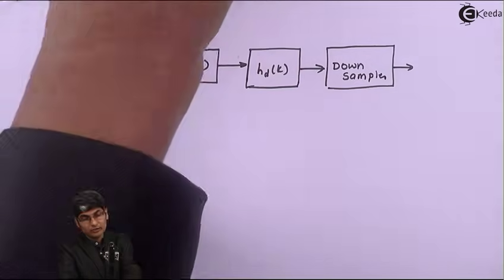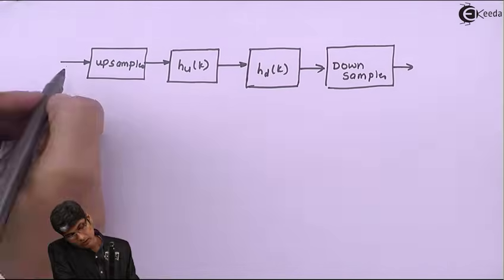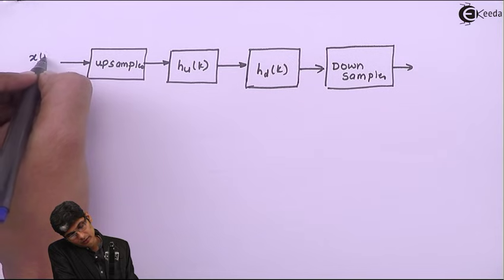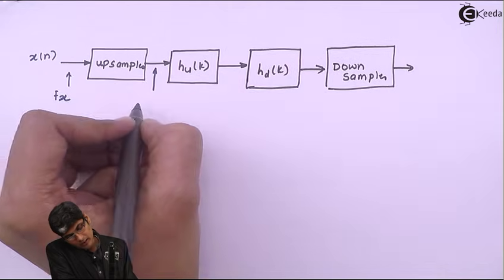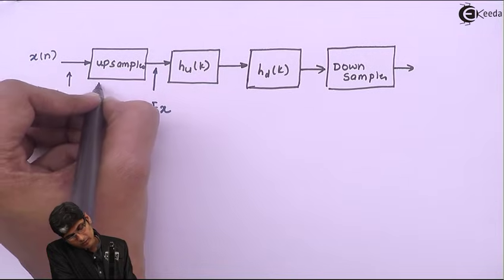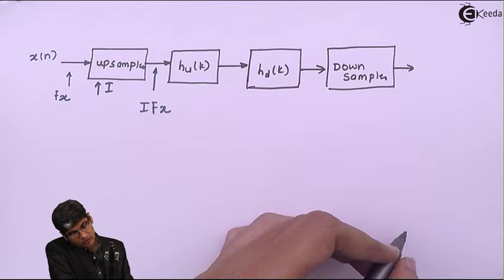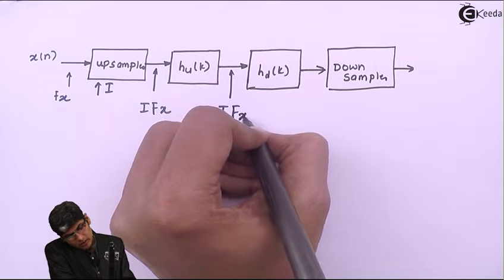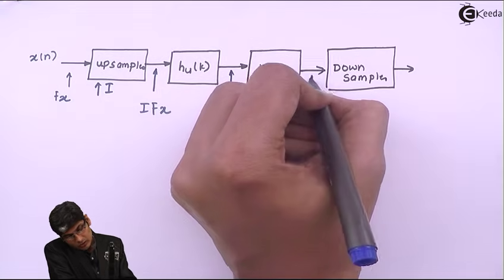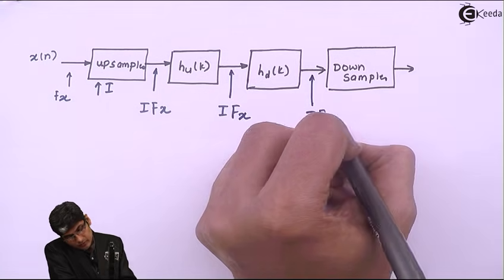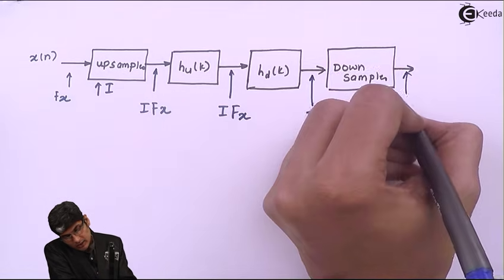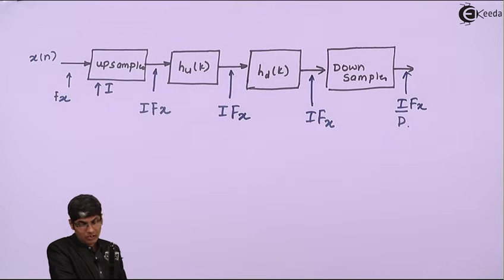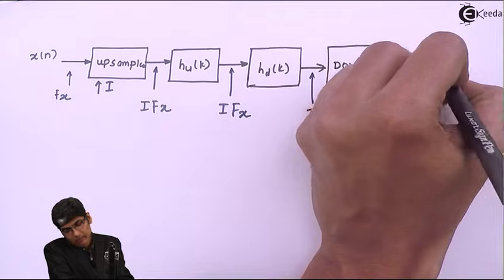Okay, let us see how the frequency works. It will work like this. Here it is fx, that is my input, x of n. Here it is I times fx, let's say it has been interpolated by a factor of I. Here it's only filtering, so the rate is not changed, it will be I times fx again. Here also it is just filtering, so again I times fx, and then it is downsampled by a factor of d, so I times fx divided by d. That is my output y of, let's say, m.